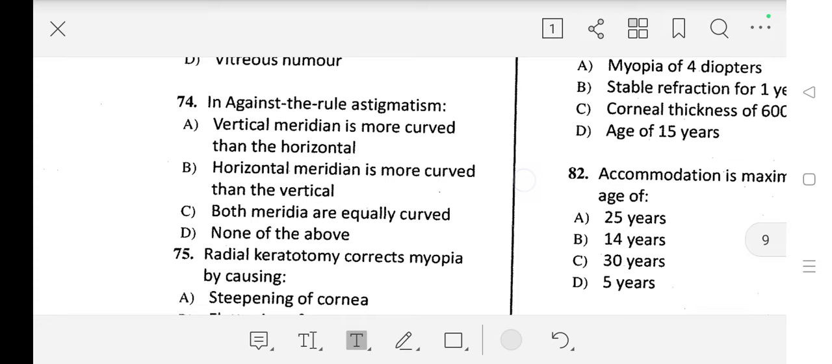Next question is question number 74. In against the rule astigmatism, vertical meridians are more curved than the horizontal. Horizontal meridians are more curved than the vertical. Both meridians are equally curved, or none of the above. Its right answer is B part, horizontal meridians are more curved than the vertical.